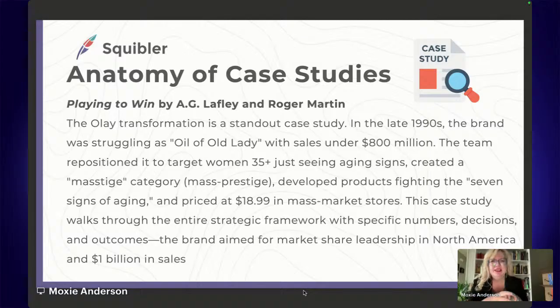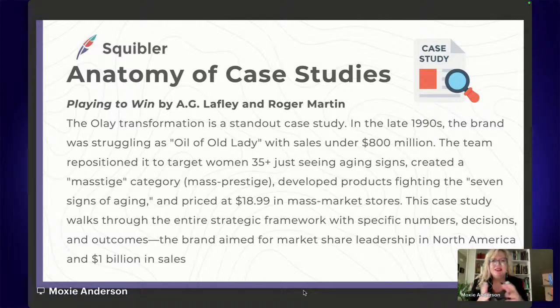In the late 1990s, the brand was struggling with oil of old lady, and it had sales under $800 million. The team repositioned the material that they were selling, the products they're selling, to target women that were 35 and older who were just beginning to see signs of aging. And this created a masstige category, a mass prestige, and developed products for fighting the 7 signs of aging. This product was priced at around $18.99 in mass market stores.